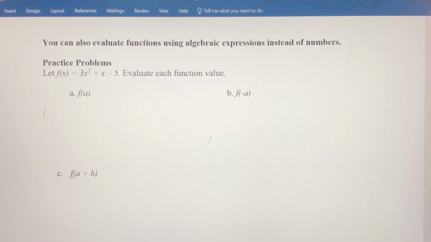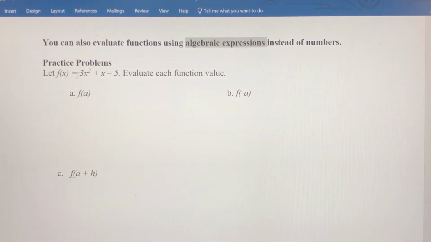So in the previous video, we evaluated functions for numerical values. You can also evaluate functions for algebraic expressions, okay? And as you get ready to move into calculus, you're going to see this is used quite a bit, especially when we're finding the limit definition of the derivative, okay? So let's start with a real basic one.